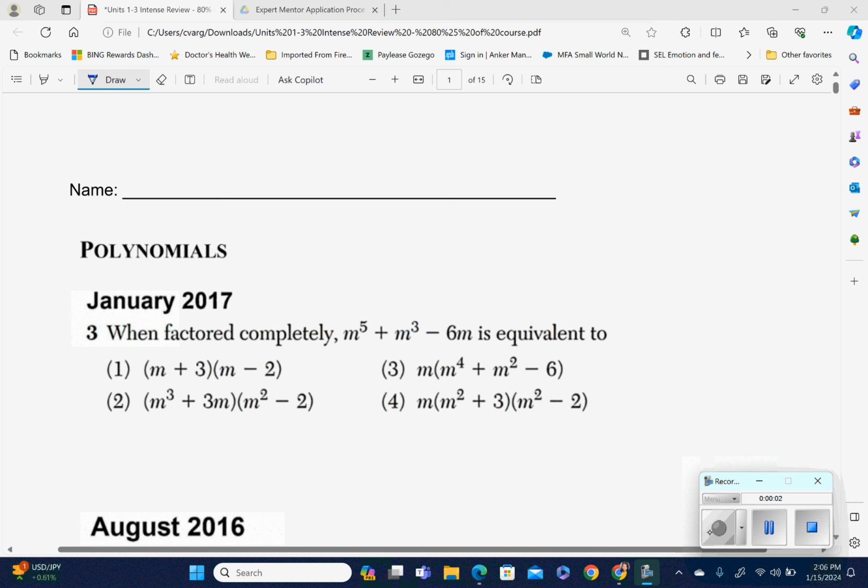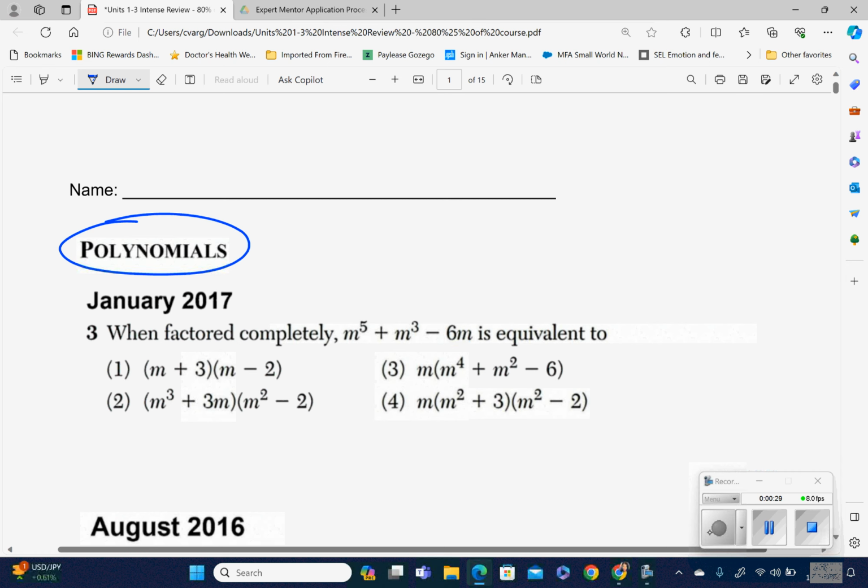So welcome to an intense review for Algebra 2 for your Regents. We're going to start off with a big topic called polynomials. And just to refresh your memory, polynomials are basically when you have terms that are attached by a plus or a minus sign. That is what a polynomial is. It means more than one term.